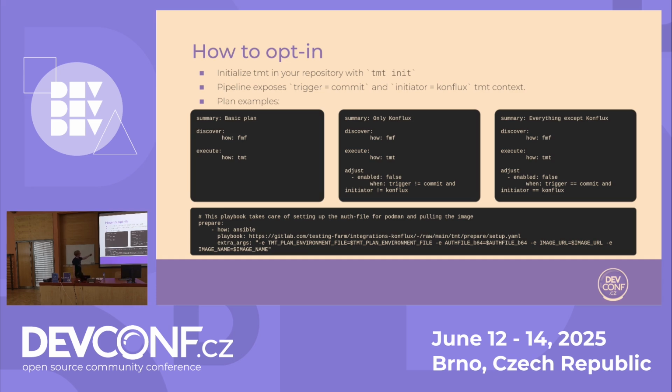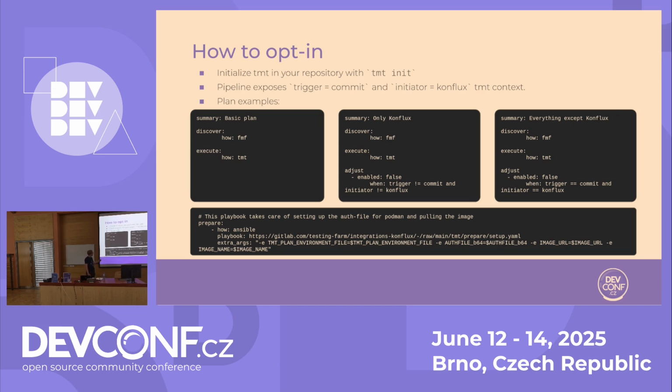And here are three plan examples. The first one is a basic one. It will run everything on every platform in any case. The second one will run only in Konflux because we added a adjust section which disables this test when the trigger is not commit and the initiator is not Konflux. And the third one is the reverse of the second example, so it will run everywhere except Konflux.